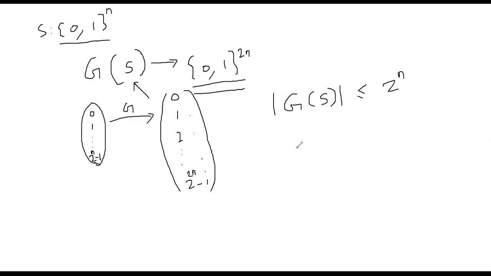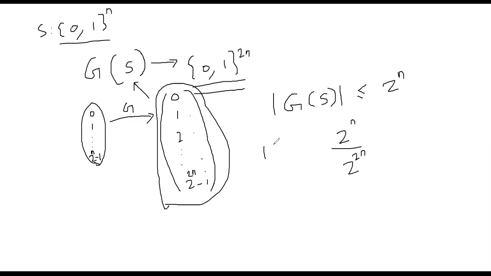But what about the size of this particular set, the range of G? The range of G is 2 power n elements. How many elements are there in the set of all possible strings you can form with 2n string length? It's clearly 2 power 2n. So what we are dealing with is now 2 power n over 2 power 2n.